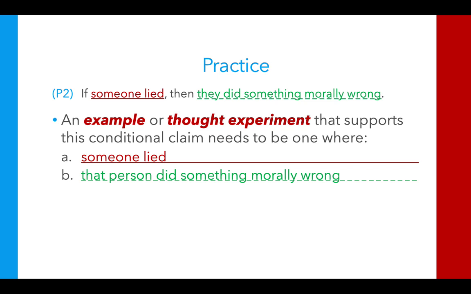What's important here is that the example is specific. So if you're too vague, then the person reading it is not going to be convinced by it. So you want to make it specific enough that they can really be like, oh yeah, I can clearly see that in that case someone lied, and it's clear that what they did was wrong.